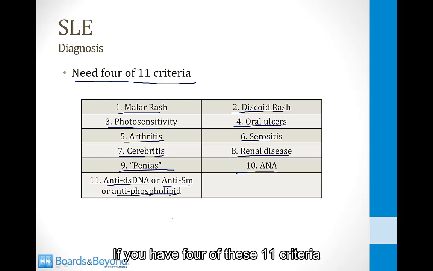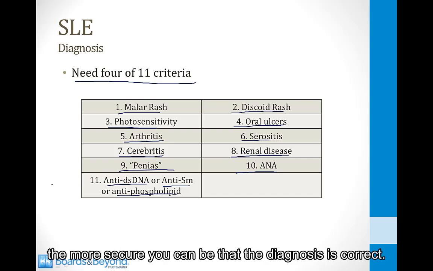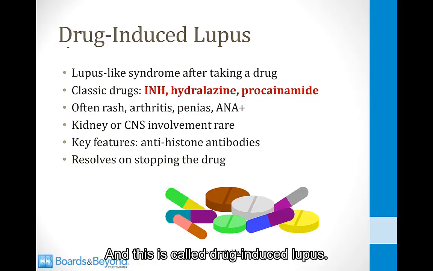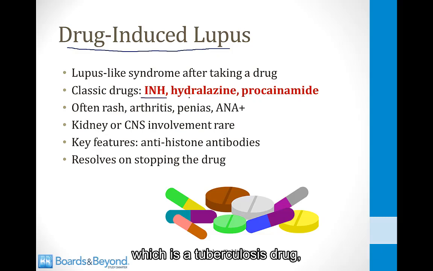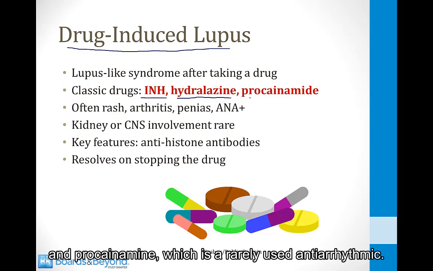If you have 4 of these 11 criteria, then you can make the diagnosis of lupus. Obviously, the more criteria you have, the more secure you can be that the diagnosis is correct. There is a lupus-like syndrome that can develop after administration of certain drugs, and this is called drug-induced lupus. The 3 classic drugs to cause this are isoniazid or INH, which is a tuberculosis drug, hydralazine, which is a rarely used blood pressure drug, and procainamide, which is a rarely used antiarrhythmic.